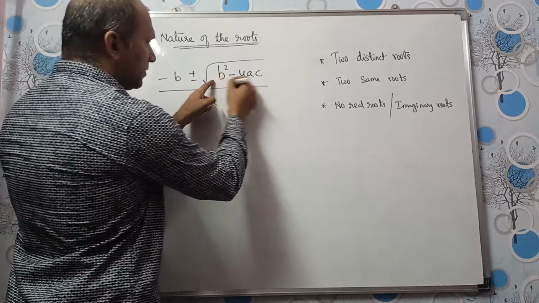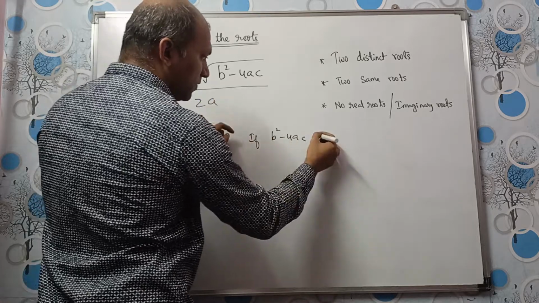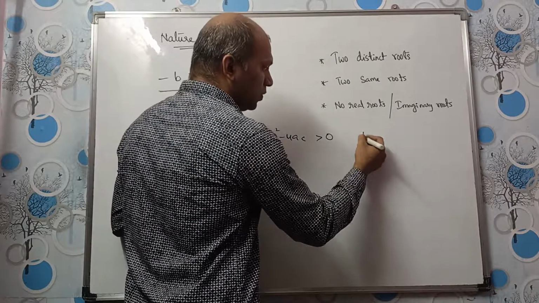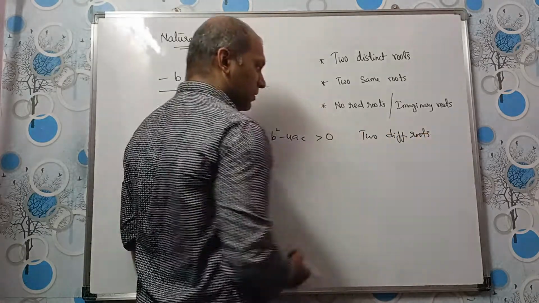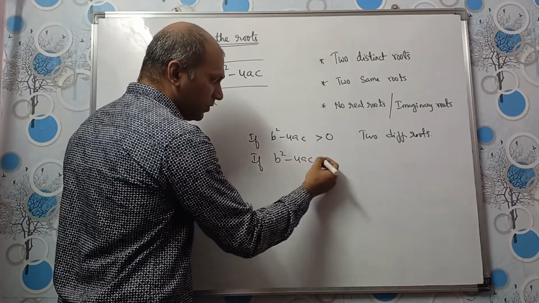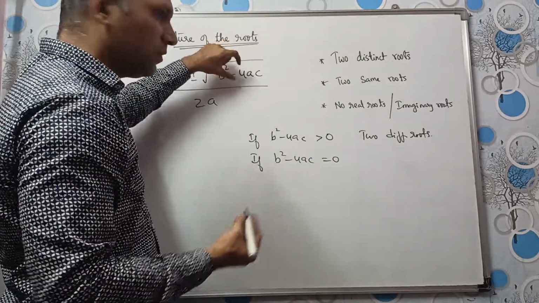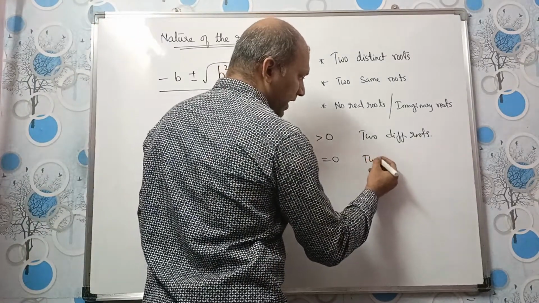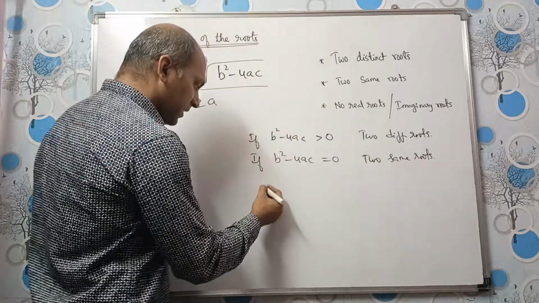If b square minus 4ac is positive, positive means greater than 0, we will have two distinct or different roots. If b square minus 4ac is equal to 0, like it was in the previous case, 1 by 10, 1 by 10, we will have two same roots.